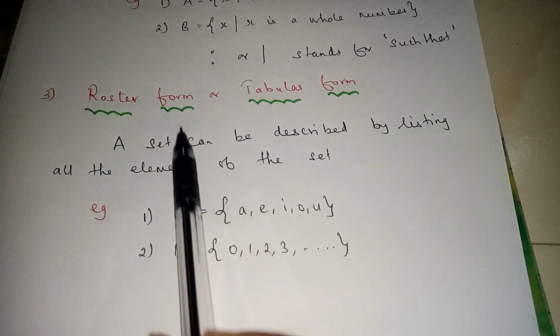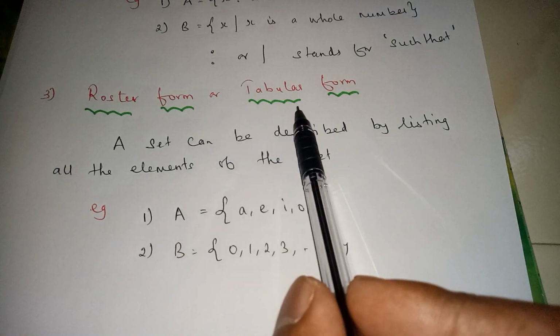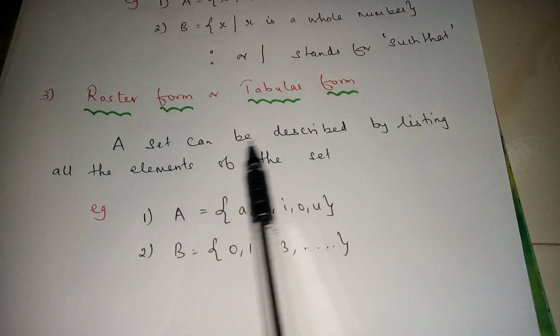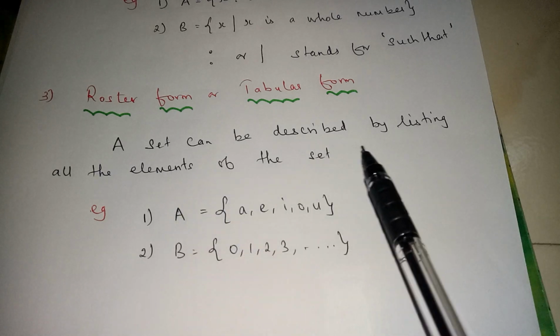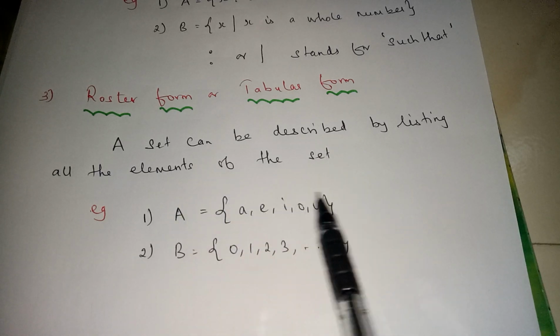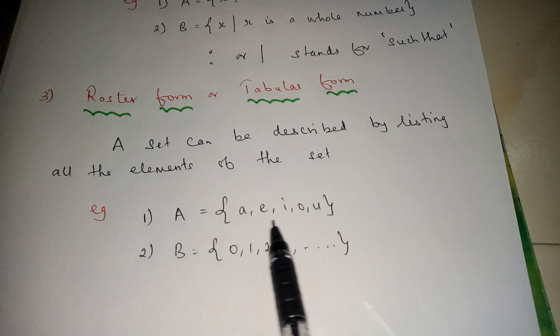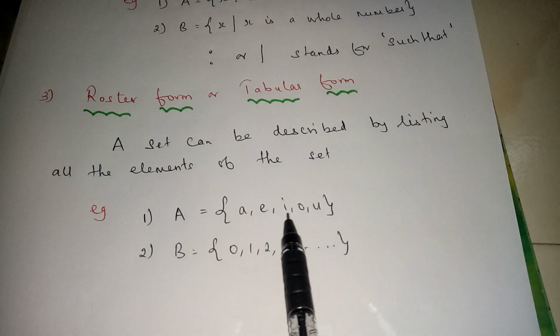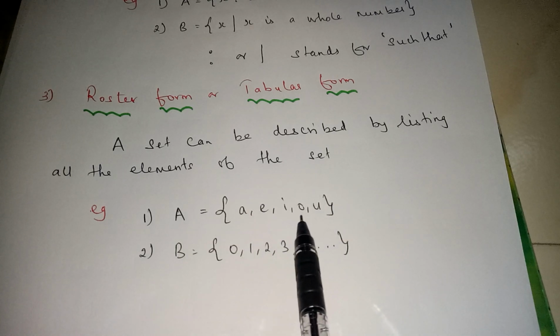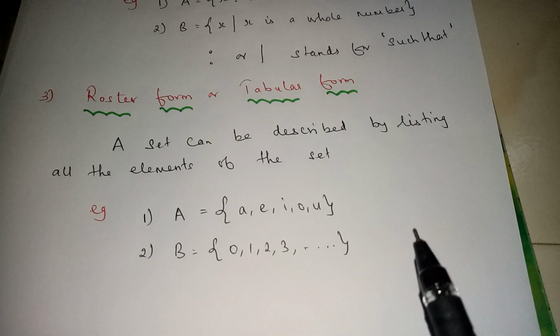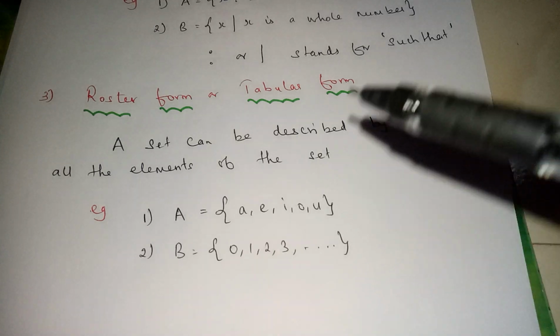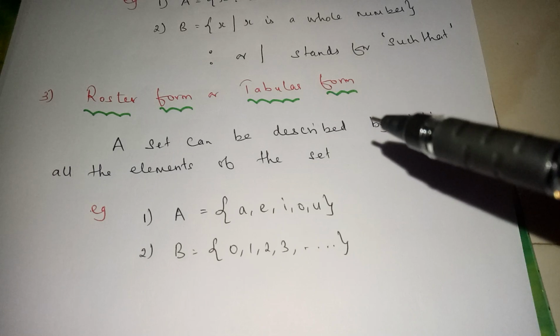Third one, we have roster form or tabular form. The set can be described by listing all the elements of the set. We directly write the elements. That is set A. We know these are vowels. So vowels can be written as A, E, I, O, U. And the second example is whole numbers. So whole numbers can be written as 0, 1, 2, 3, and so on. I hope you understand the concepts of forms of sets.